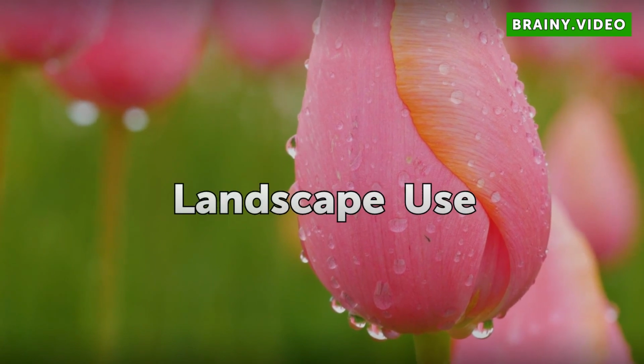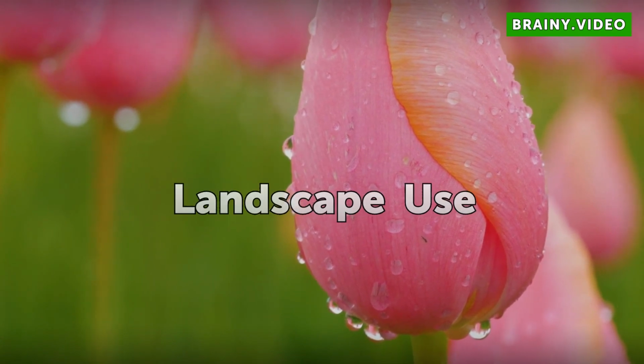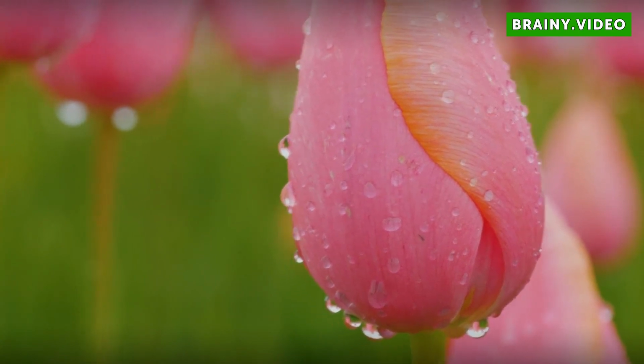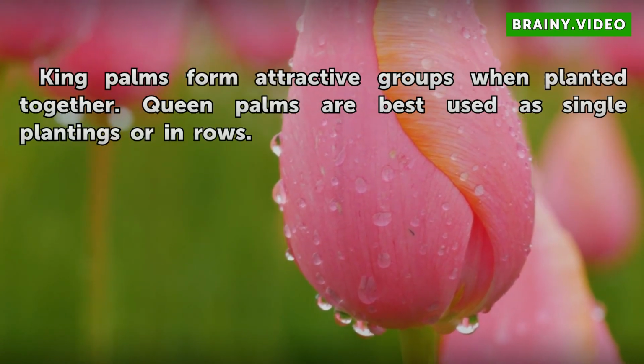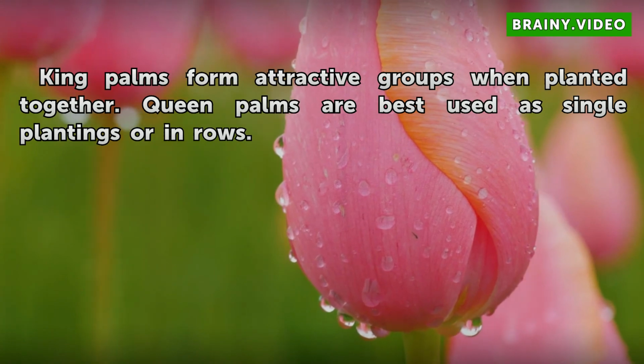Landscape use. King palms form attractive groups when planted together. Queen palms are best used as single plantings or in rows.